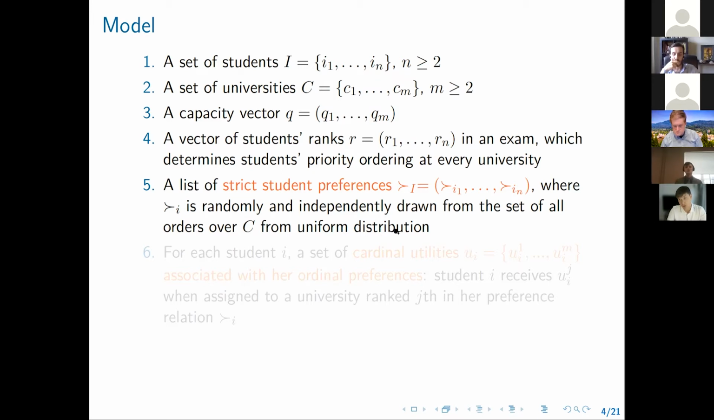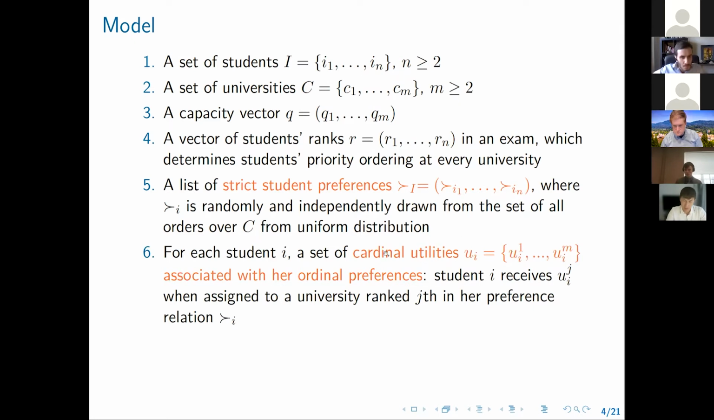So students know that any of the ordering is equally likely. Importantly, and this is a very important particular model and assumption that we have, students know their cardinal utilities, which correspond to each rank in their ordinal preferences. So essentially, students know they would be super happy to go to the top choice, less happy to the second choice, and so on. They know how much super happy is, but they don't know exactly which university is the top choice and which is the second choice, and so on.